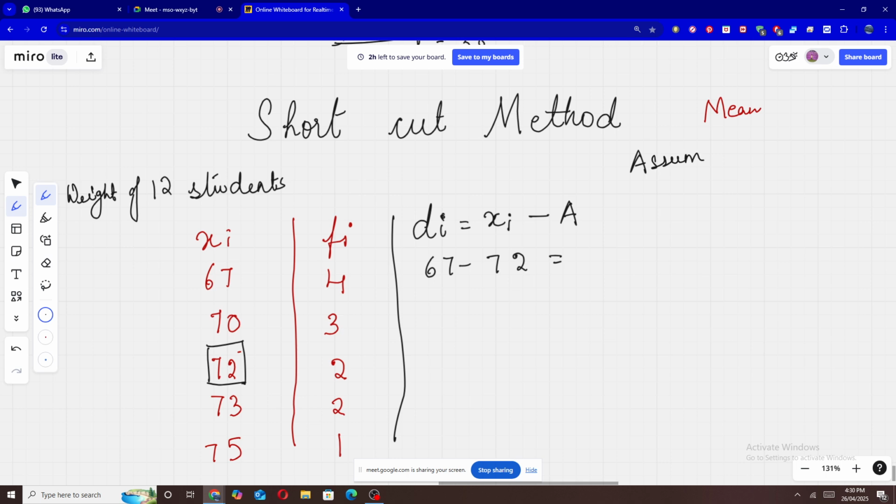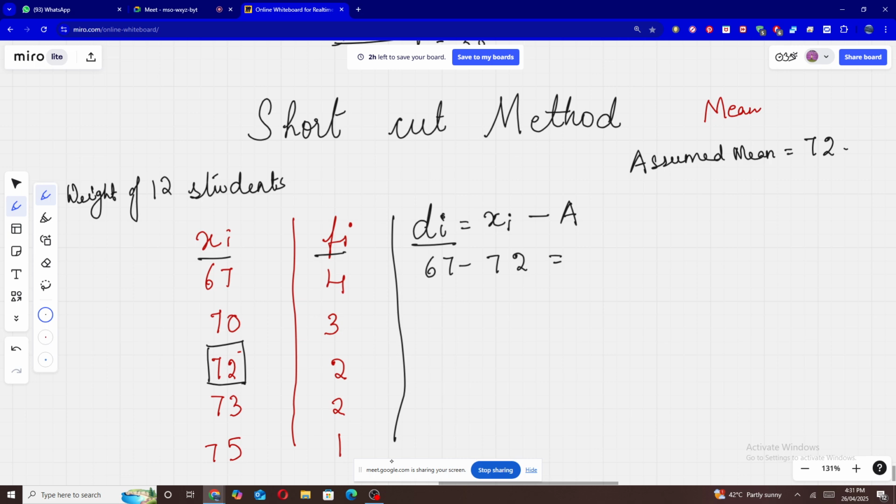What does di stand for? Di is just like your xi, fi. Di is another variable. Because that's the middle one, that's what I said. You are assuming a mean here. So from this data, the center one is assumed to be the mean. So I'm taking 72 as the assumed mean.